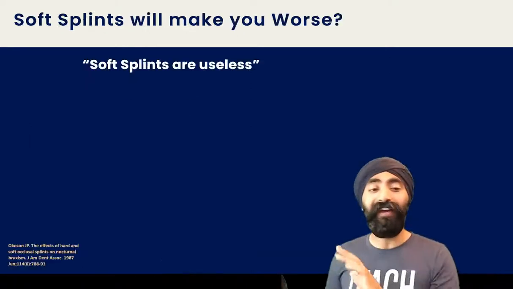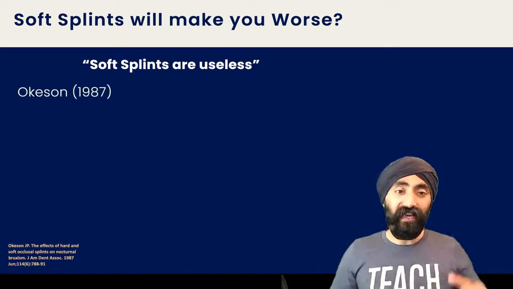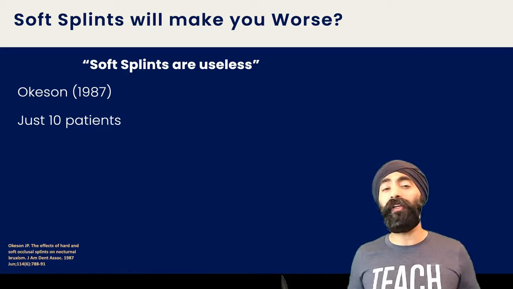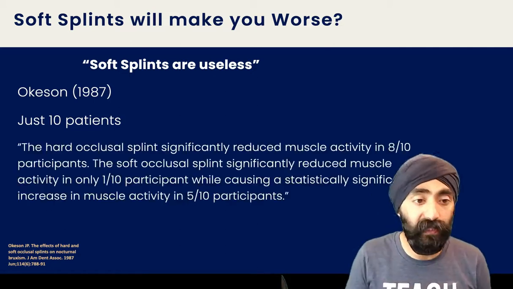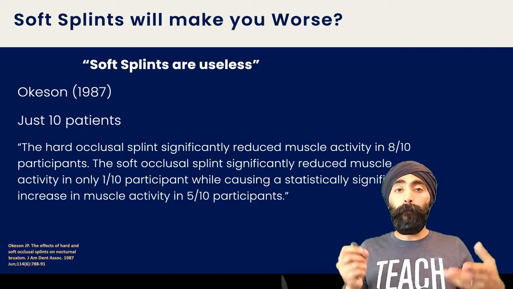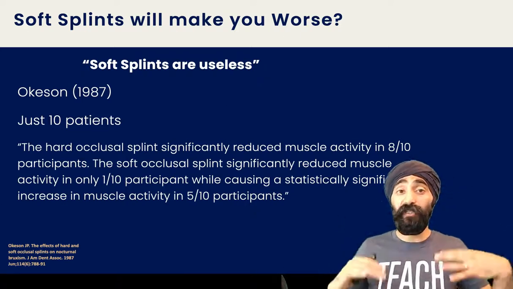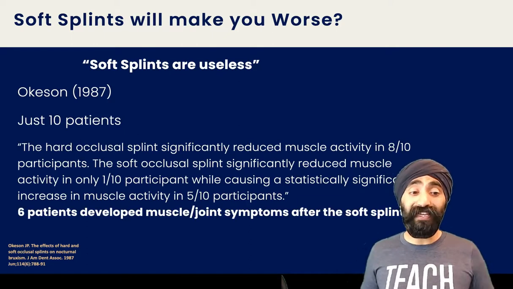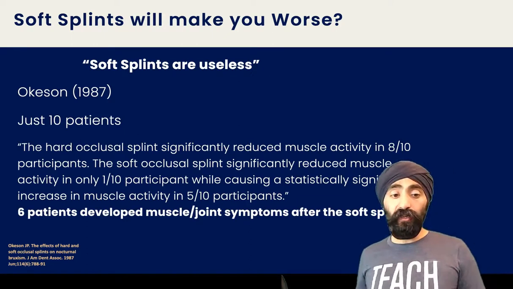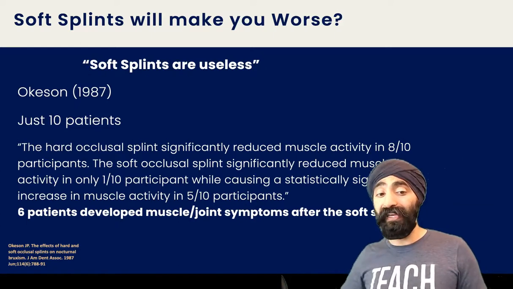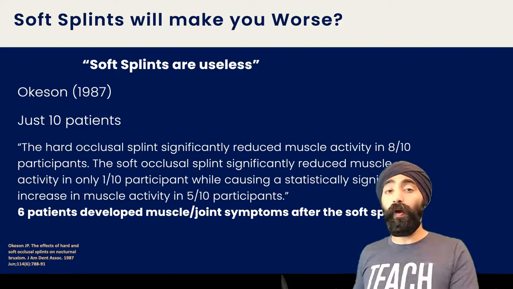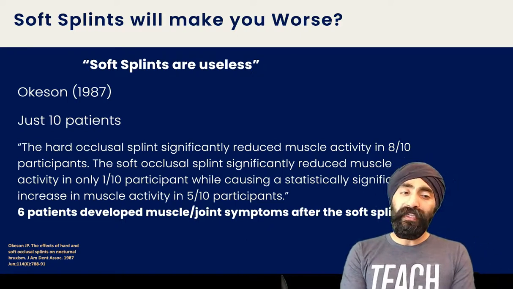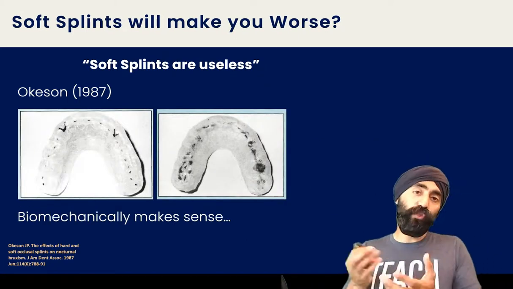I'm very naughty, okay? But the thing that they always said, that soft splints are useless, stems from that 1987 paper by Occlusal. It just had 10 patients. That's it, okay? And what they found is that muscle activity decreased in someone with a hard appliance, and it increased or stayed the same in people with a soft appliance. And interestingly, 6 of the 10 patients actually developed pain, so developed muscle symptoms or joint symptoms after the soft splint, right? So we all know this, yet it's still the most heavily prescribed appliance today.